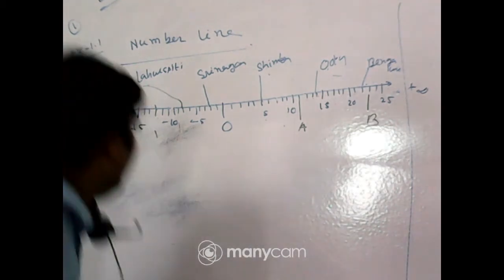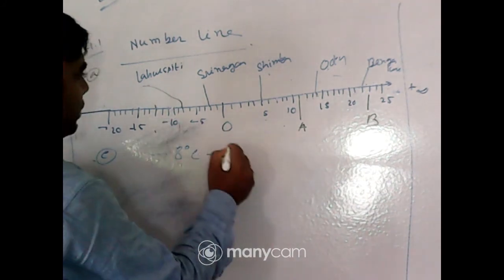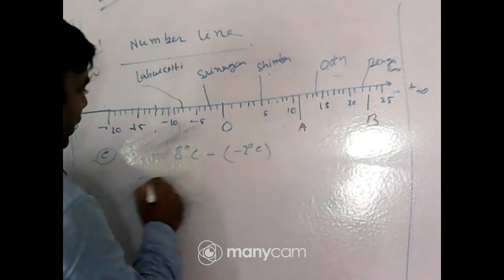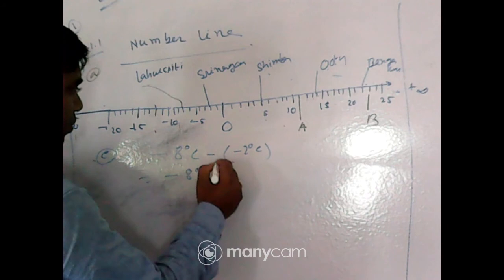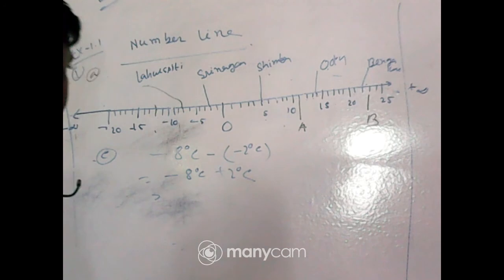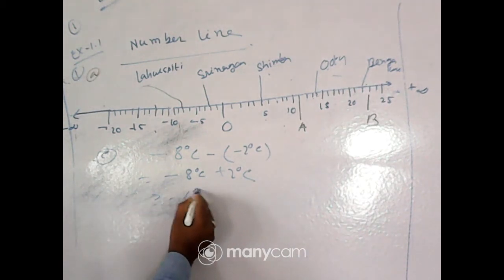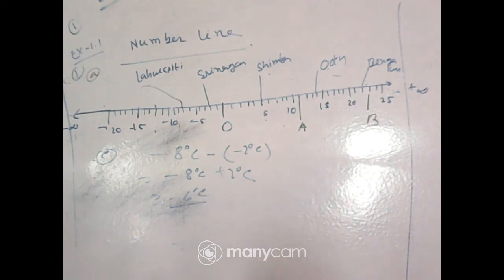So the difference is first of all minus 8 degrees Celsius minus of minus 2 degrees Celsius. So you will get minus 8 plus 2, that is minus 6 degrees Celsius. So you can say the difference is 6 degrees Celsius. Got it everyone?